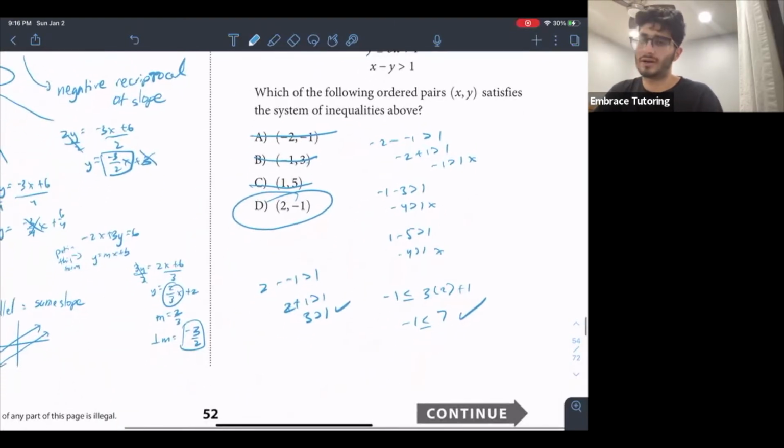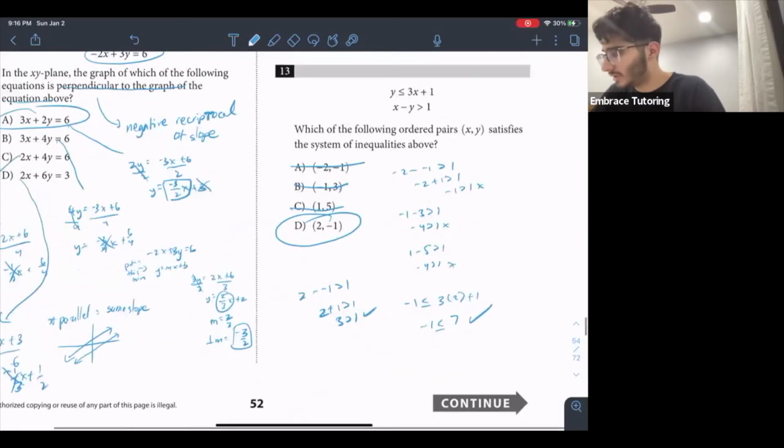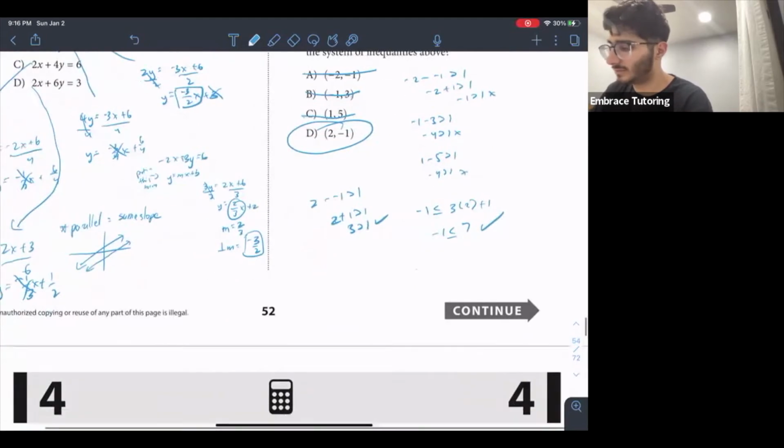So you know D has to be our answer for 13. That's how you do this question. It's very straightforward. Just asking which ordered pairs satisfies both inequalities above.